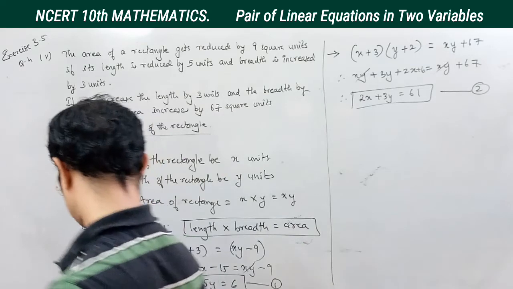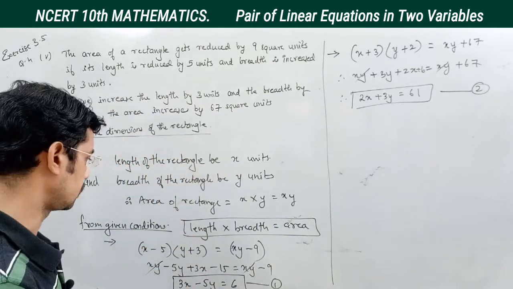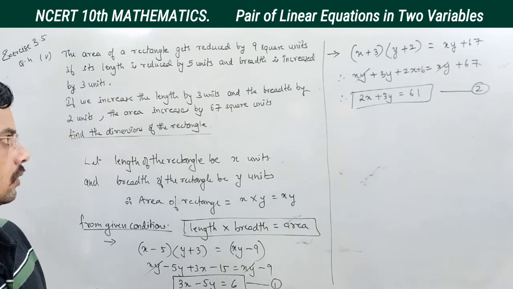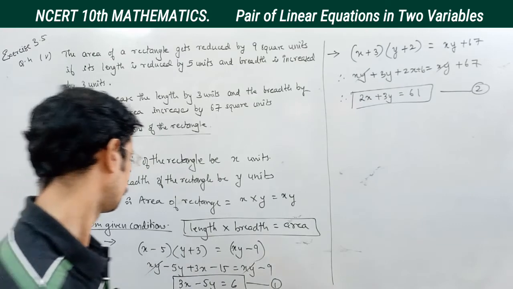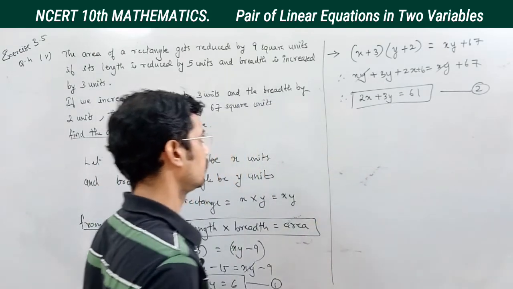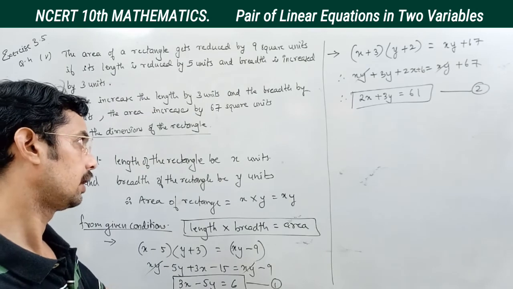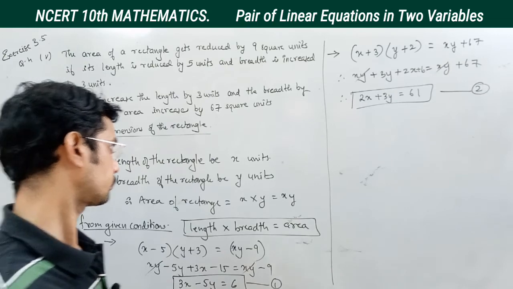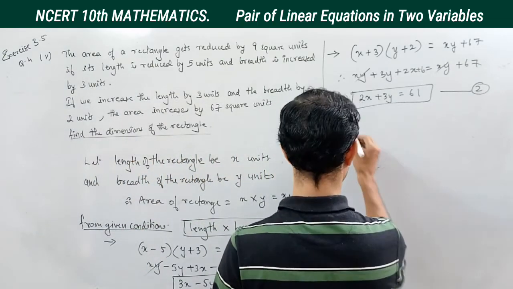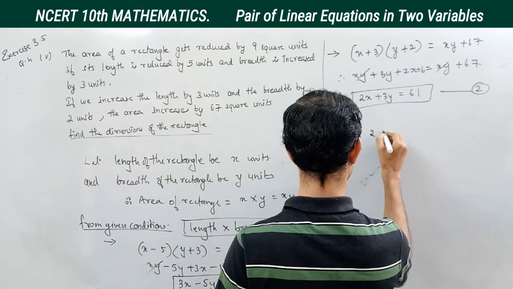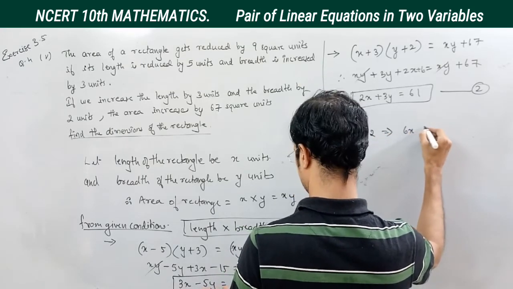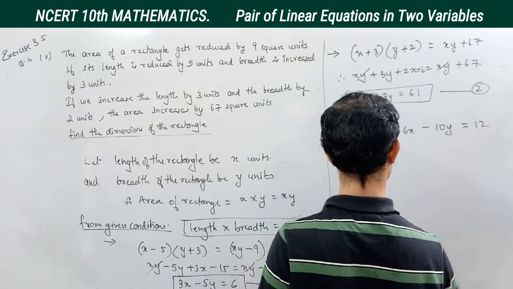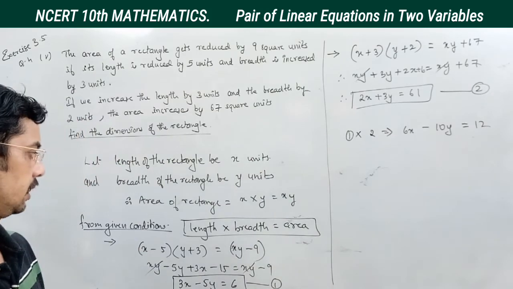So let us solve these equations. This is the first equation, this is the second equation. How can we do this? We can use either elimination, substitution or cross multiplication. We shall solve it by the elimination method. For the elimination method, we have to make the coefficients of x equal or y equal. Let us make the coefficients of x equal. So equation 1 has to be multiplied by 2 to get 6x minus 10y equal to 12.